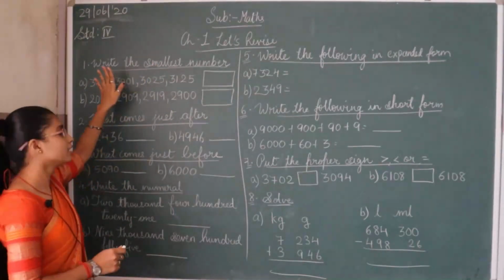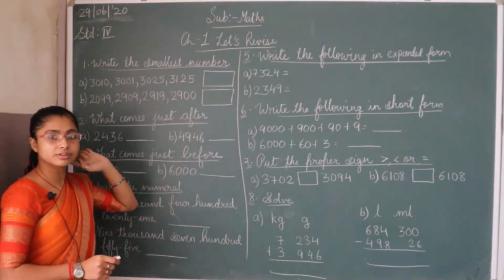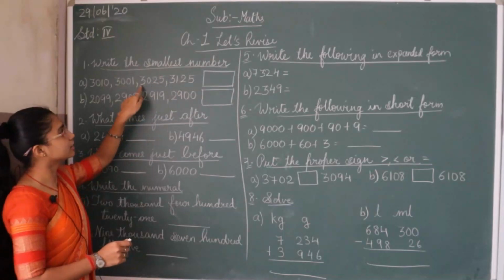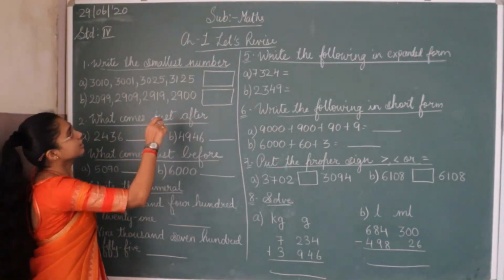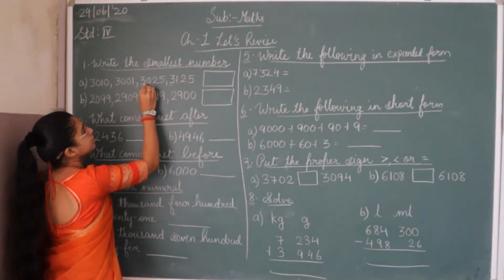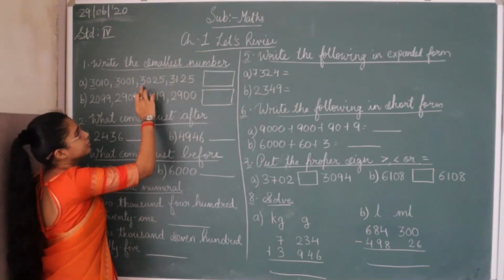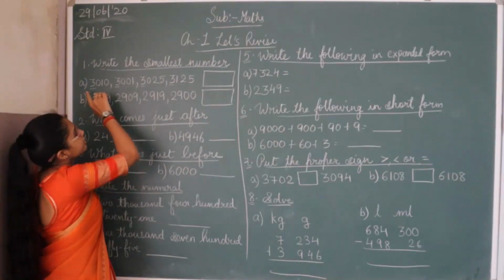सबसे छोटा number लिखना है. Okay. So here are the big numbers. Thousands वाले numbers है. So first we will see the thousands place. 3, 3, 3 and 3. Thousands place में सारे numbers 3 है. Okay. So all are the same.